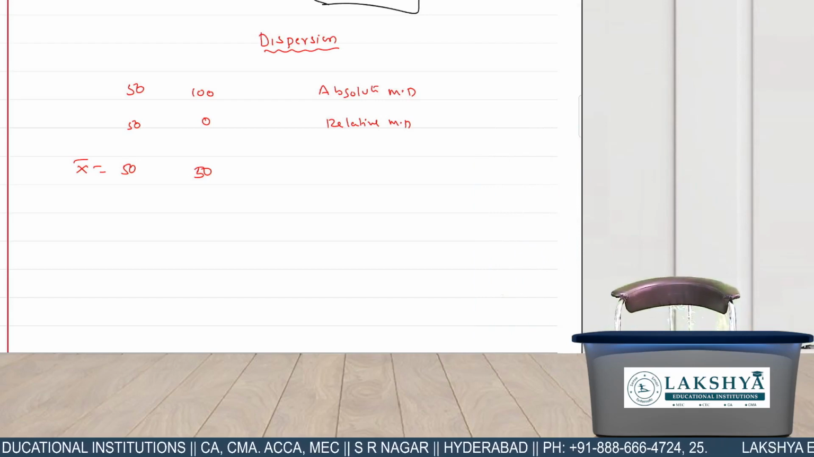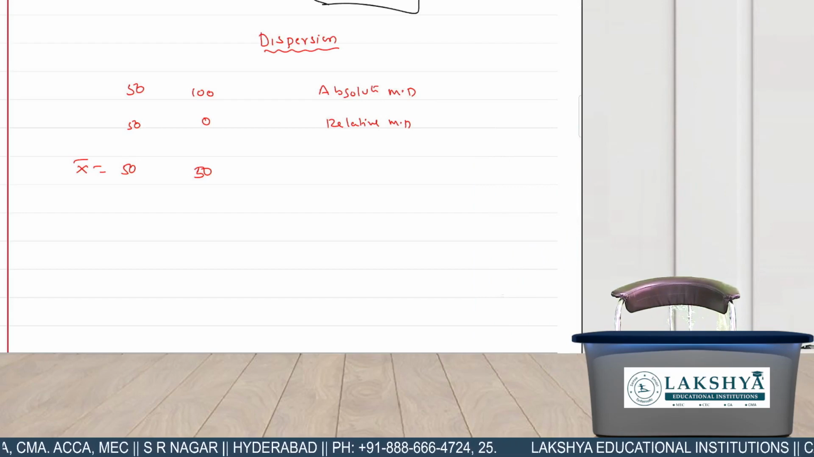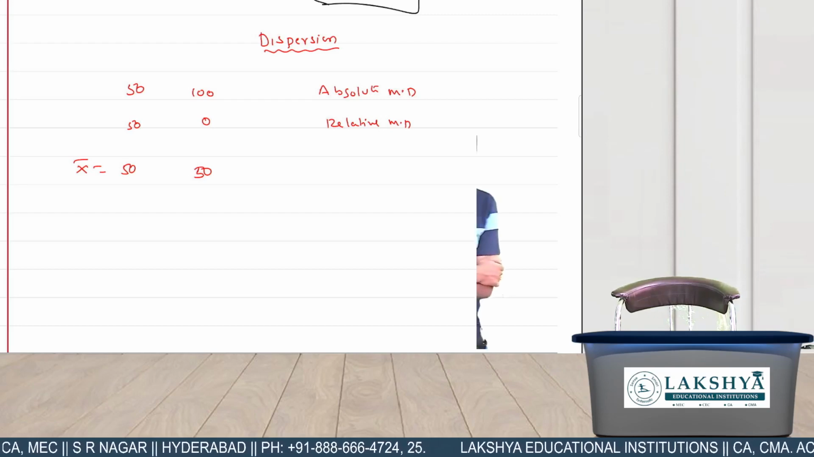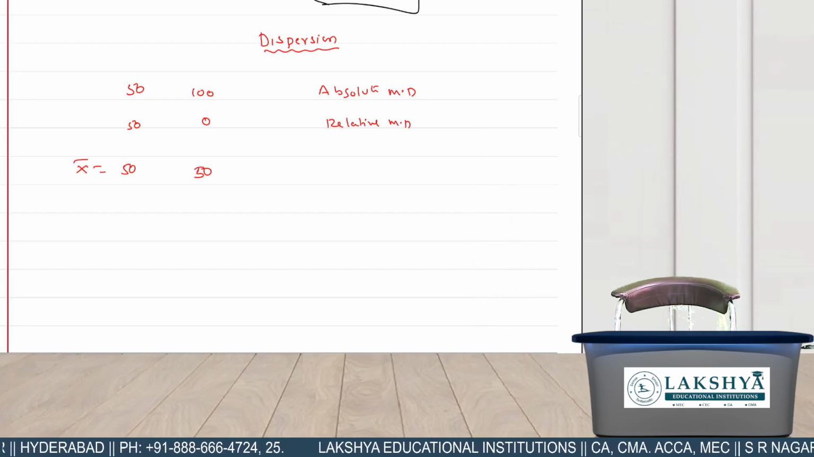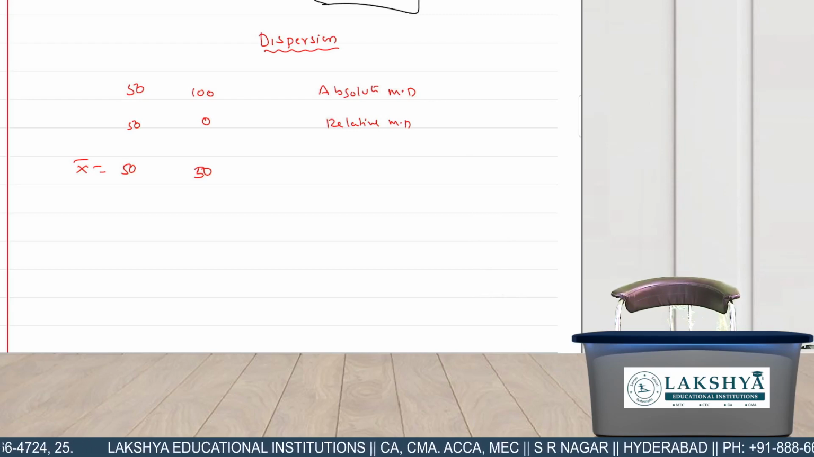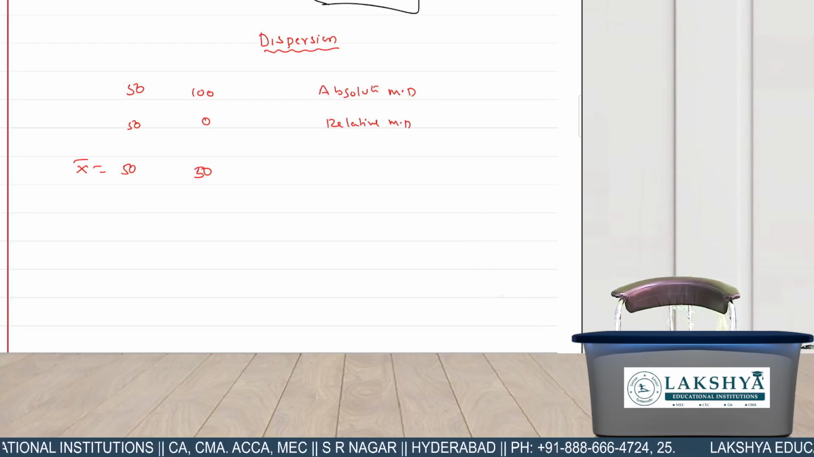Absolute measures of dispersion are always positive. What is the meaning of absolute? Absolute means modulus. It converts every number into a positive. These are easy to calculate, and even if all observations are negative, absolute measures of dispersion are always positive. These are not free from units.